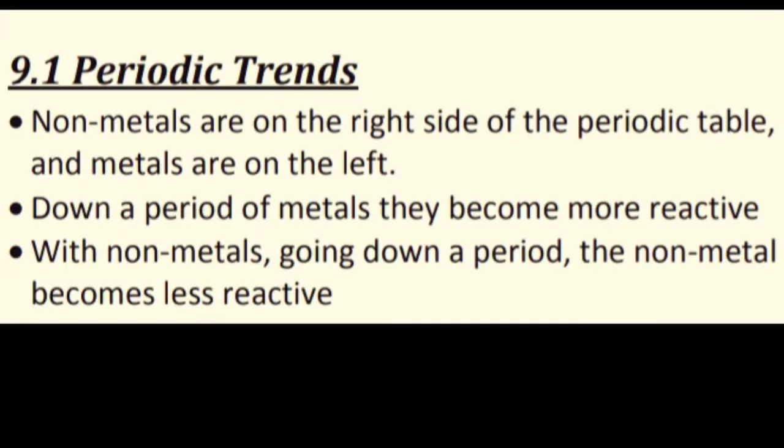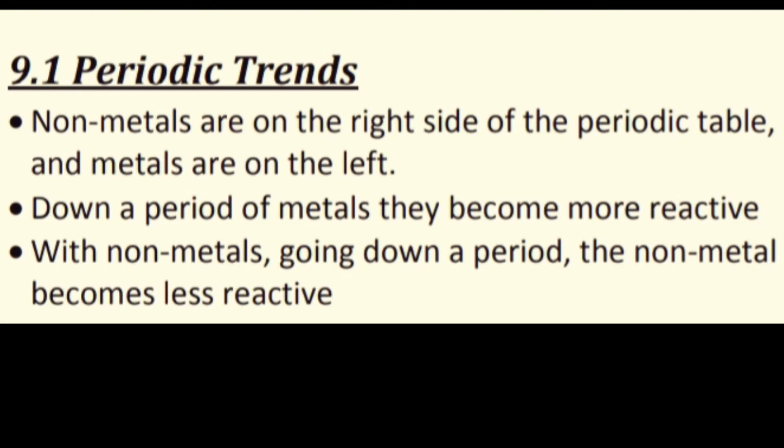Next, trends in properties. We already discussed groups and periods. Also, in the periodic table, the left side is metal and the right side is non-metal. Metallic character decreases from left to right in the periodic table. When you move from the left side to the right side, metallic character decreases.